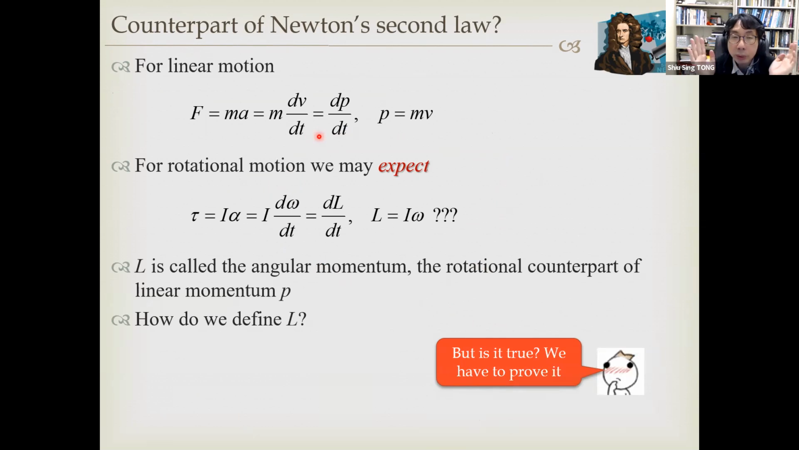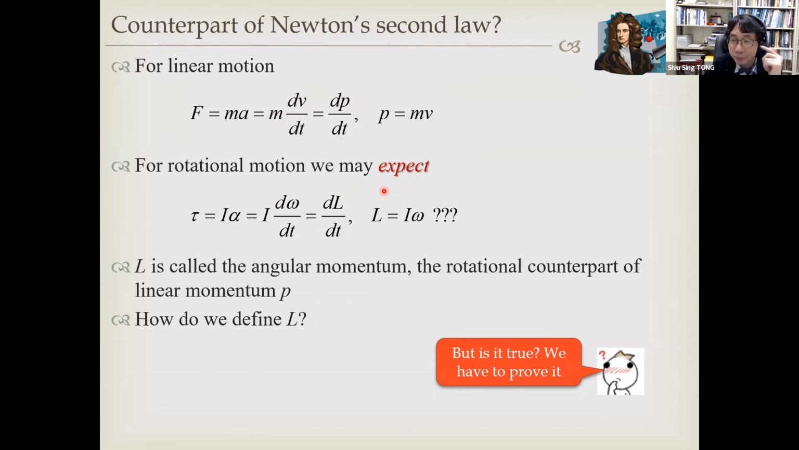Now for linear motion, we have F equal to ma, right? That is Newton's second law. And a can be written as dv/dt, is that right? That is the rate of change of the velocity, which is the acceleration. And if we put the mass m inside the derivative, we get dp/dt, where p is the momentum given by mv, is that right?